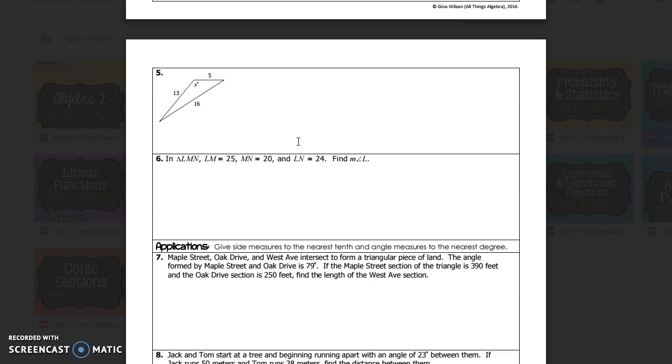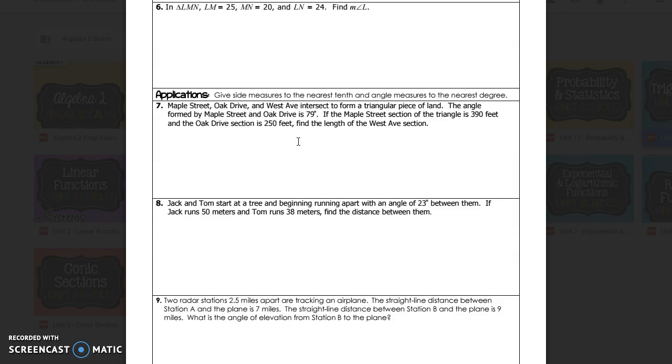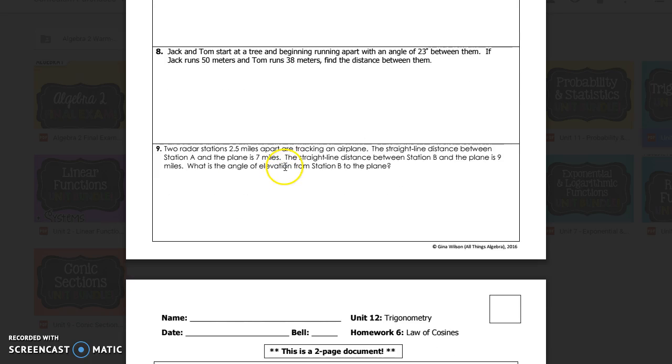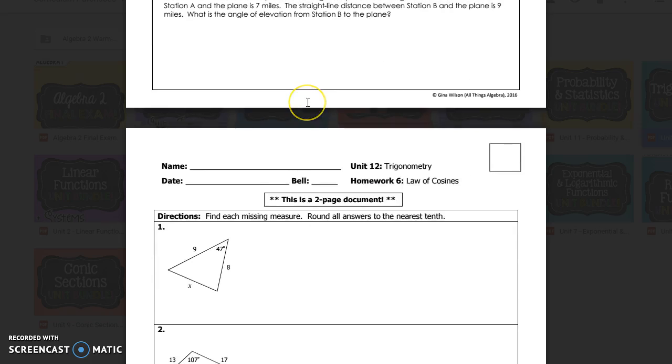As we keep going here, we can see that there are some applications as well, so that you can apply this to a very specific scenario. We have streets here, a race between these two people, Jack and Tom, and so on.